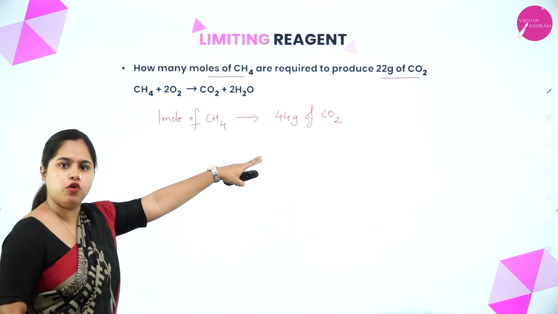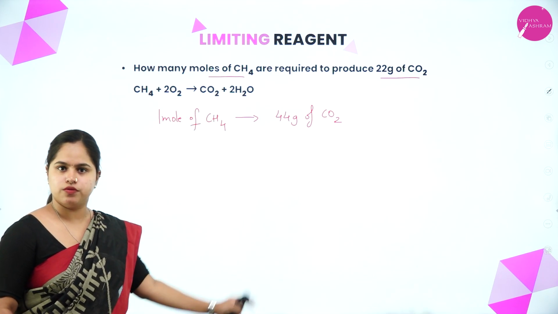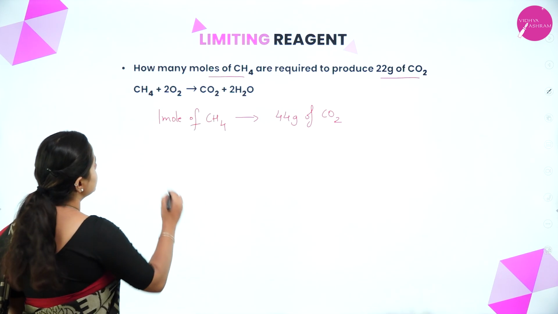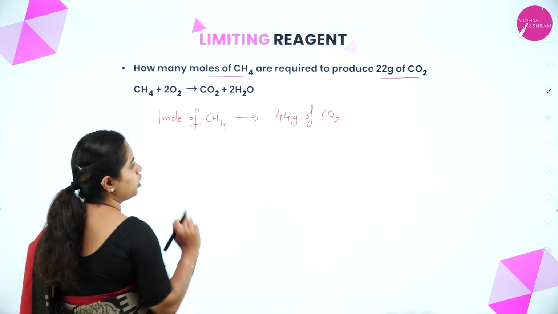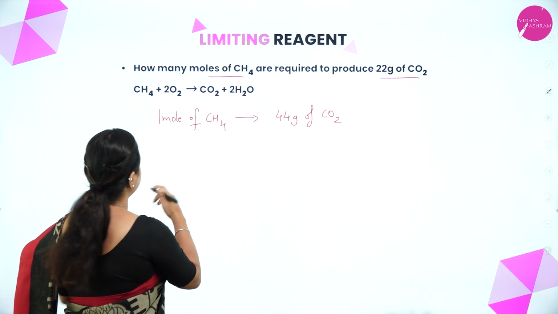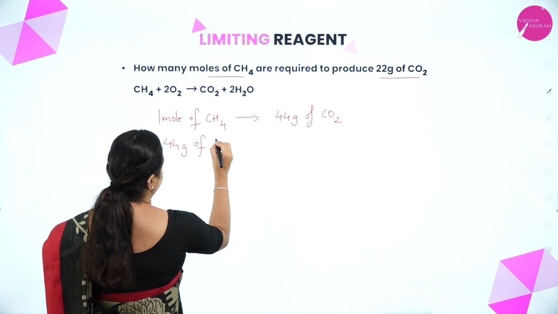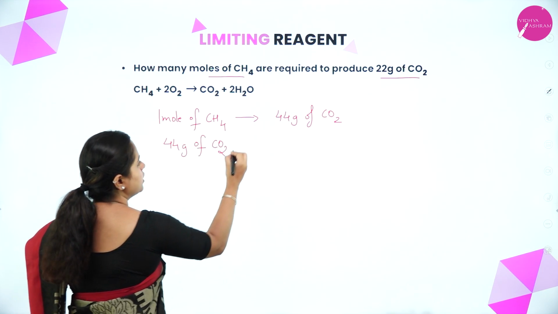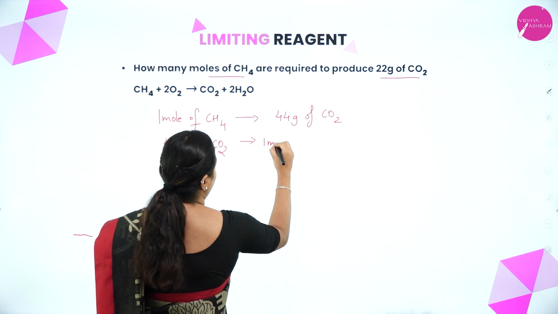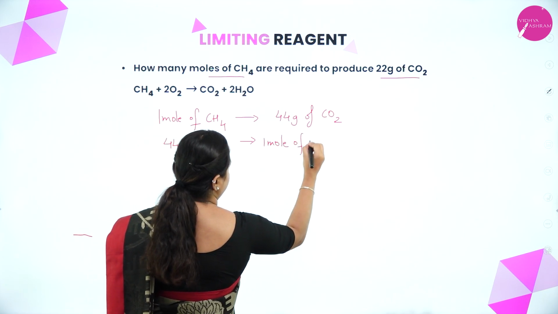So where did this 44 come from? 12 plus 32 will give you 44 grams. So 1 mole of CH4 requires 44 gram of CO2. So I'll write it in the opposite way, so it is easy for you to calculate. 44 gram of CO2, 1 mole of CH4.